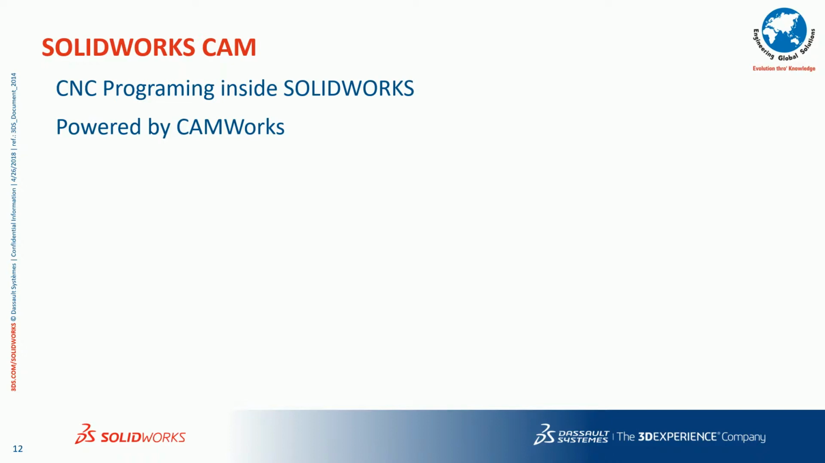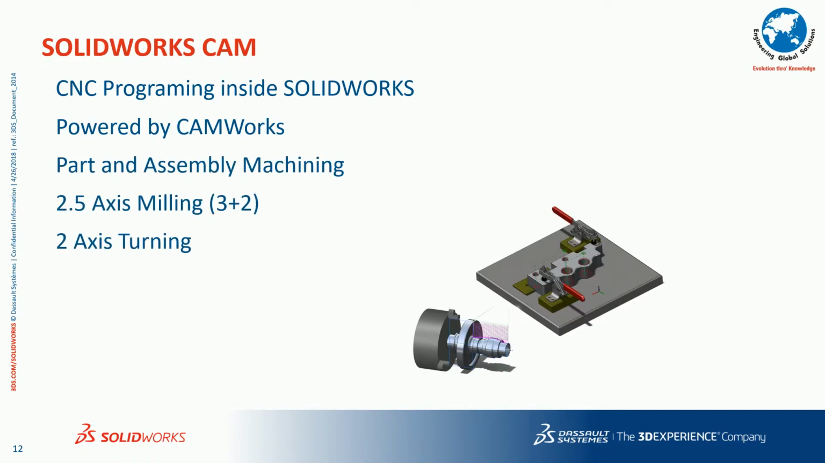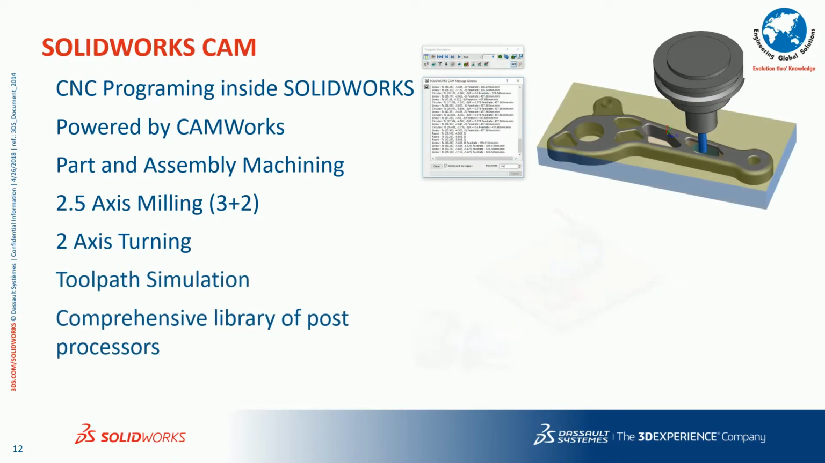Right, so in 2018, SolidWorks launched the product called SolidWorks CAM, which is powered by CAMWorks. It is capable of doing part and assembly machining. It is capable of 2.5 axis milling, the 3+2 machining operation, and 2 axis turning. So during your design stage, once you have done the model, you can put it into the CAM, and you can generate the NC program as well as the tool path simulations.